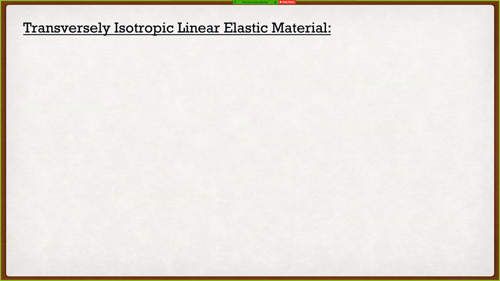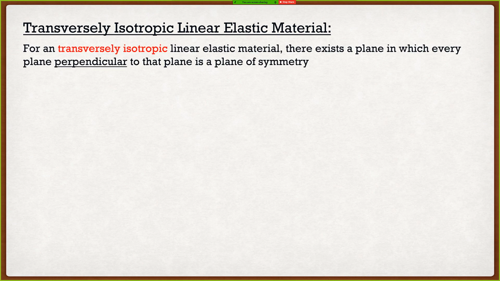The next one is a transversely isotropic linear elastic material. Now, for a transversely isotropic linear elastic material, there exists a plane in which every plane perpendicular to that plane is a plane of symmetry. What does this mean? Well, basically means that the behavior is the same in two directions. Basically, if I were to stretch it along E1, well, that'll be the exact same as E3, but if I were to do E2, then E2 would be different.